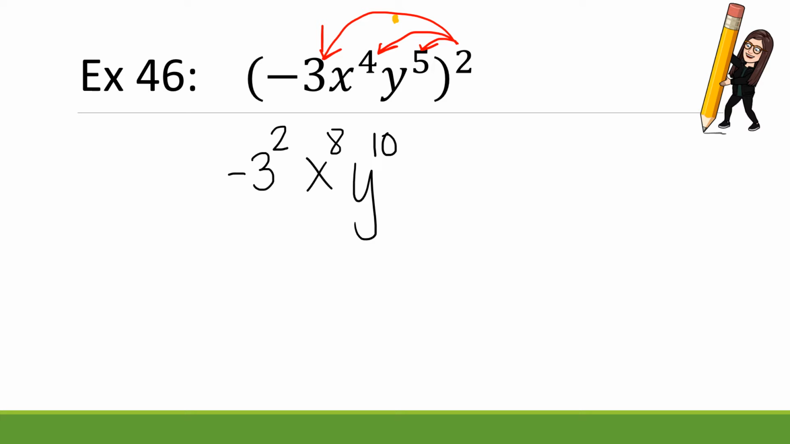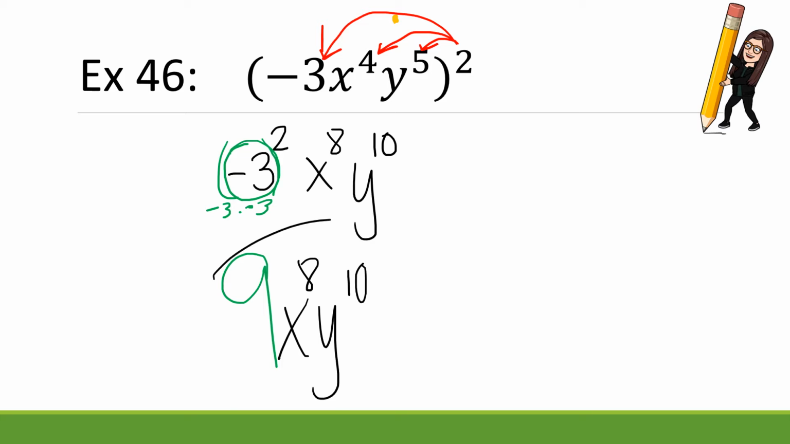Next, let's simplify this. This said, hey, square the -3. -3 times -3 is +9. That's what that means. Now, it was originally in parentheses, so that's why we're including the negative. The x and y are positive integers, so we are done with that one.